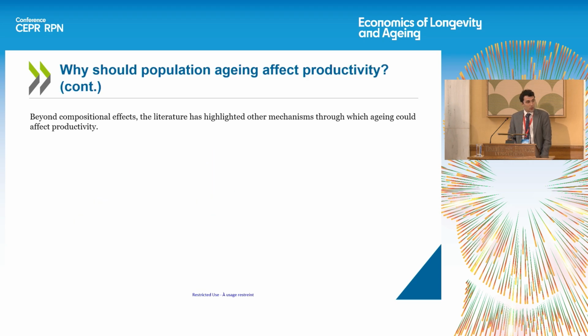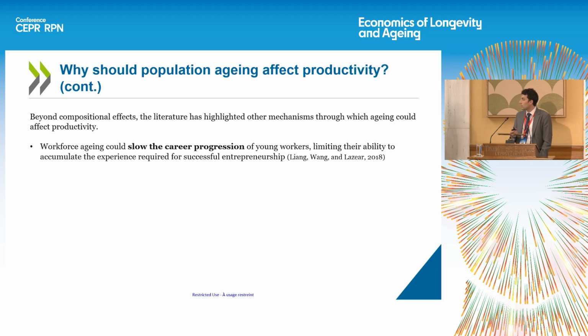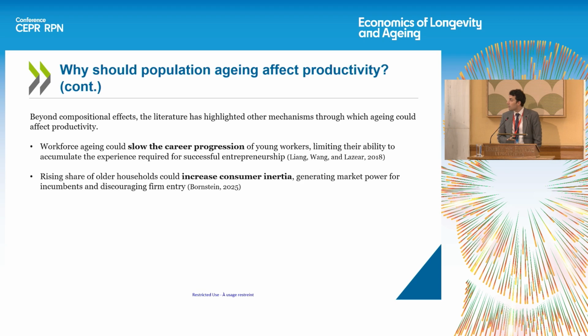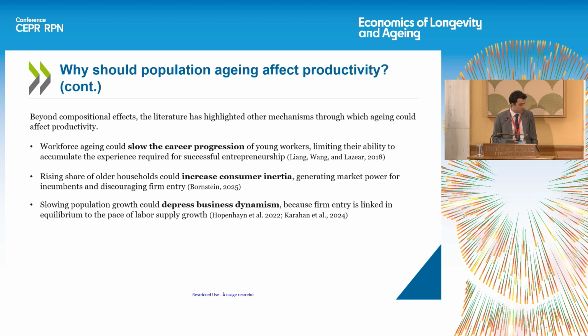Having said that, of course, those purely compositional effects are not the only mechanism through which population aging could affect productivity. The literature has also highlighted the possibility that workforce aging could slow the career progression of younger workers, because a lot of the more senior jobs are occupied by older workers, limiting thereby the ability of younger workers to accumulate experience, which is then important for successful entrepreneurship. Alternatively, a rising share of older households could increase consumer inertia, which then would in turn perhaps generate market power for incumbents and discourage firm entry, and thereby affect productivity.